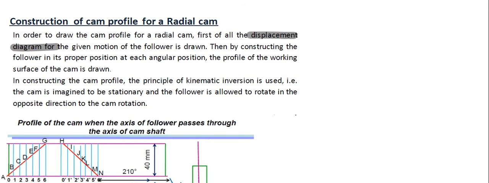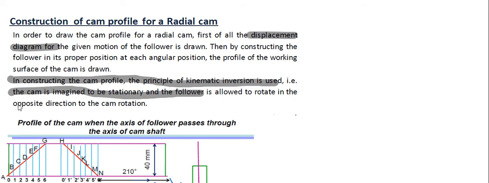So first you draw the displacement diagram. Then from the displacement diagram, we can trace out some lengths that we need to draw the cam profile. The cam profile is drawn by an important principle known as inversion. You already know what inversion is. Normally, the cam is rotating and the follower is stationary; the cam pushes the follower. But while drawing the cam profile diagram, we do an inversion, that is, the cam is imagined to be stationary and the follower is allowed to rotate in the opposite direction.